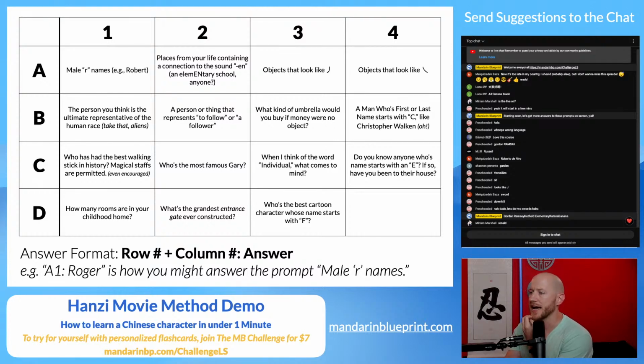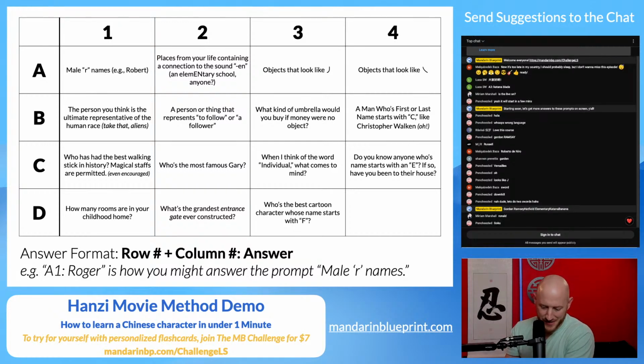Okay, so let's take a look at B1. The person you think is the ultimate representative of the human race. So who's the ultimate human? And I'll be curious to see what you guys think here. Who's the ultimate? All right. Here's my recommendation. I'm going to go with the man I think should be the representative of Earth if there is ever an alien battle.